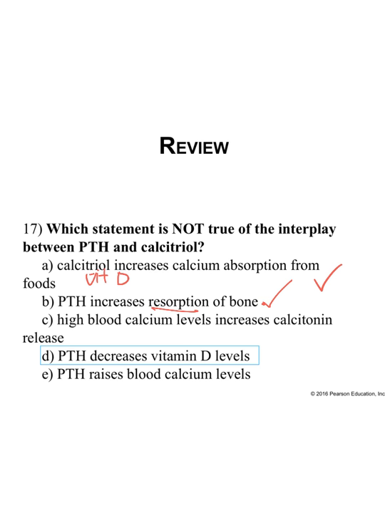High blood calcium levels increase calcitonin release. That is true. Remember, calcitonin has the opposite effects of PTH. So if PTH is stimulated by low blood calcium, calcitonin would be high. PTH would not decrease vitamin D levels, it would increase vitamin D levels. And of course, PTH does raise calcium levels in the blood by stimulating osteoclast activity, increasing the amount absorbed in the small intestines, and increasing the absorption in the kidneys.